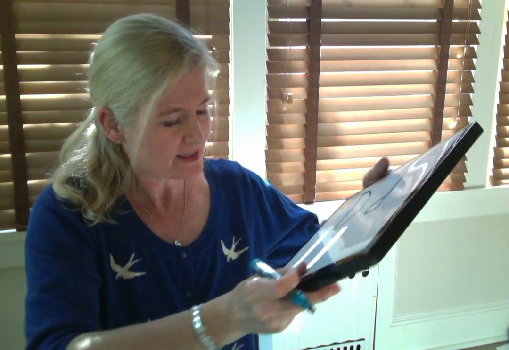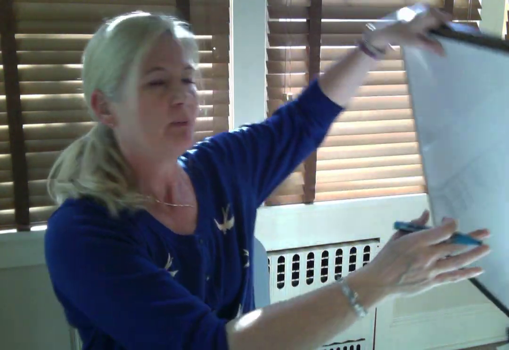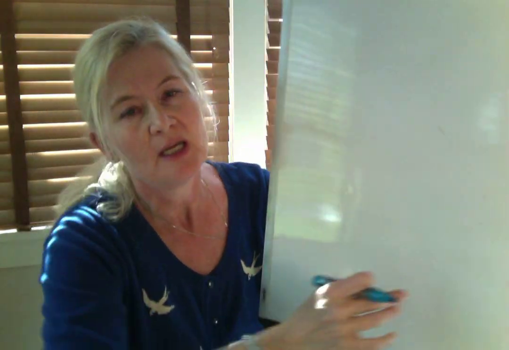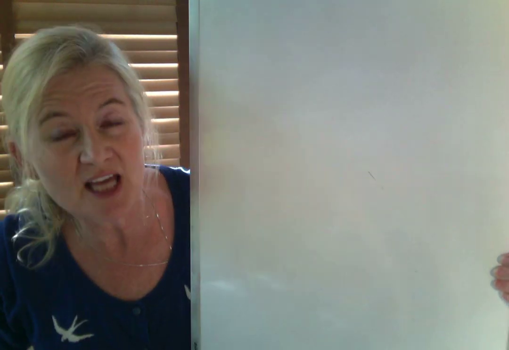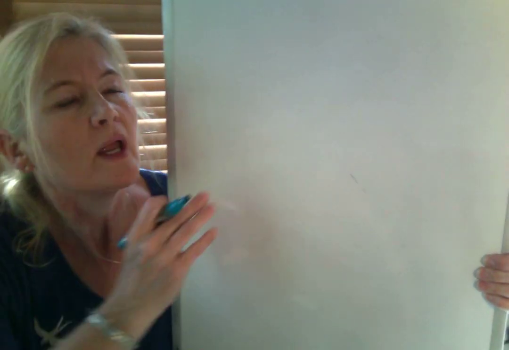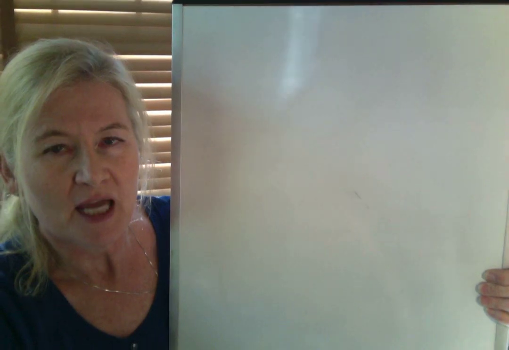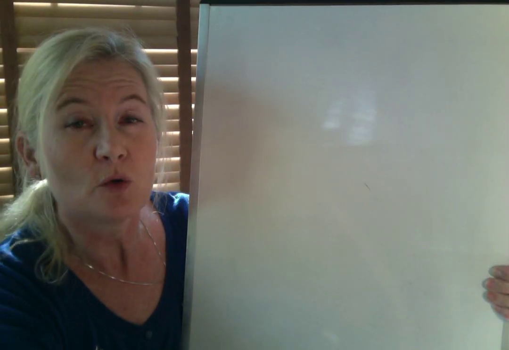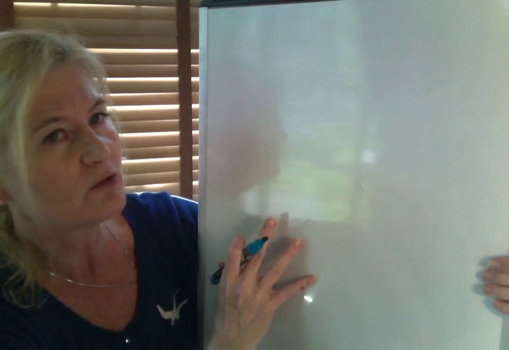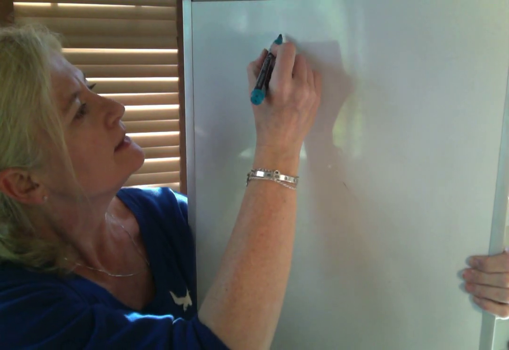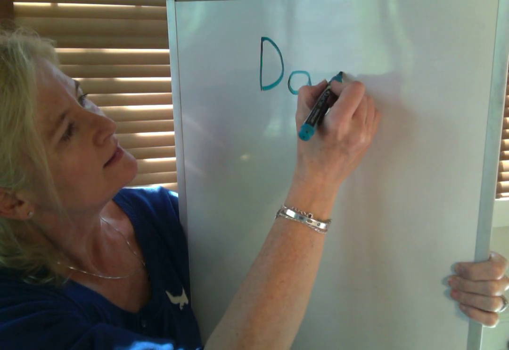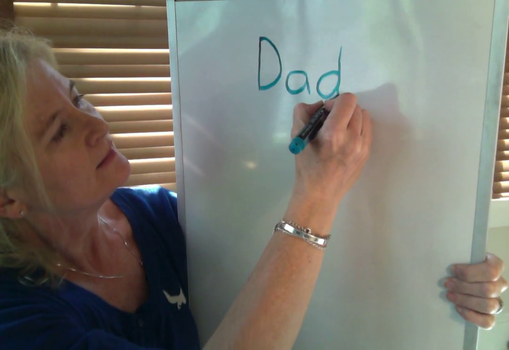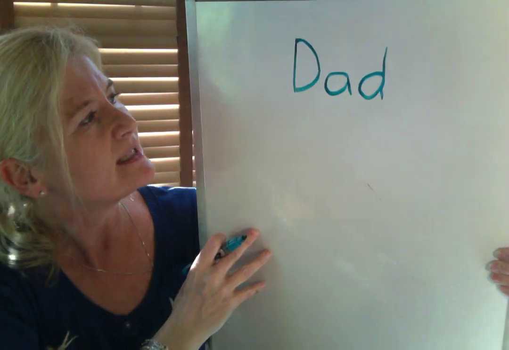Okay, that's enough of our writing our D's. Let's get on drawing a picture of my dad. Now, what I'm going to do for you is draw a picture of my dad with something that he liked to do in his spare time. He liked to go out and play this sport, and maybe your dads like to play this sport as well. Let me write the word dad at the top. D, A, D. Dad. Okay, so there's dad.